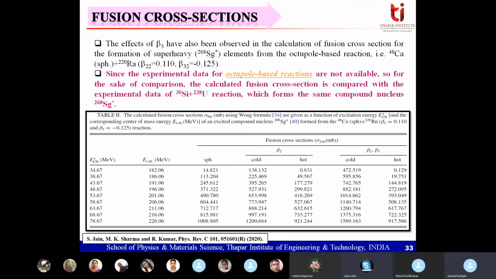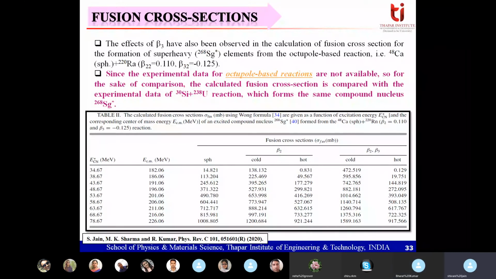Shivani, okay. Professor Suresh is asking something. He wrote that the cross-section is influenced by angular momentum and low excitation energy of the projectile and target. So how are you taking these into account in your model?